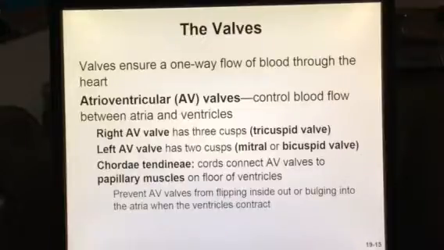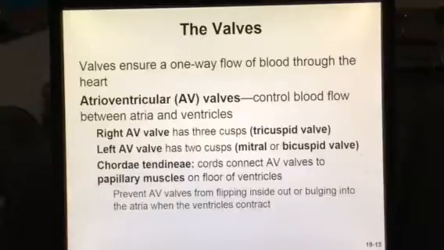So the 2 valves in between the atria and the ventricles are called atrioventricular valves, or AV valves for short. They control the blood going from the atria to the ventricle. On the right side, we call it a tricuspid valve because it has 3 cusps or flaps. And on the left side, we call it the bicuspid valve because it has 2 cusps or flaps. I will rarely use the word mitral. I like bicuspid and tricuspid much better.